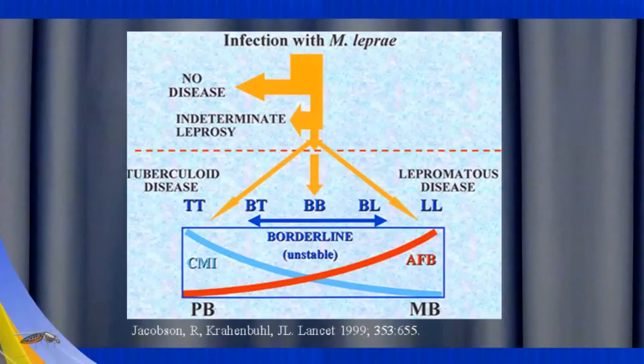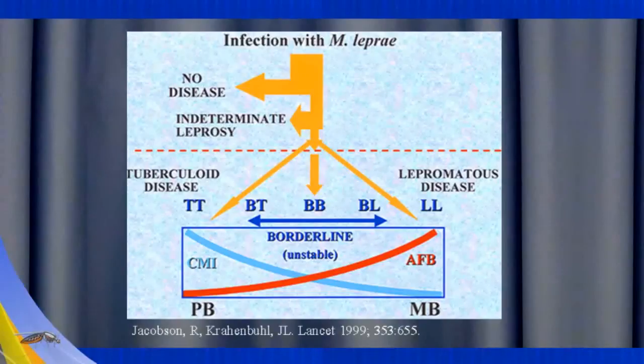Most patients fall in between these two poles and are classified as borderline tuberculoid, BT, mid-borderline, BB, or borderline lepromatous, BL, and are considered to have unstable disease. At the bottom of the diagram is the WHO classification, designed for use in areas with limited clinical or laboratory expertise. It is based simply on the number of skin lesions.